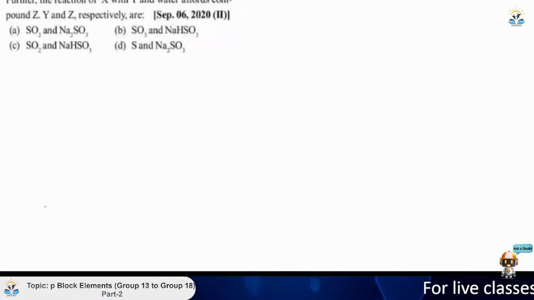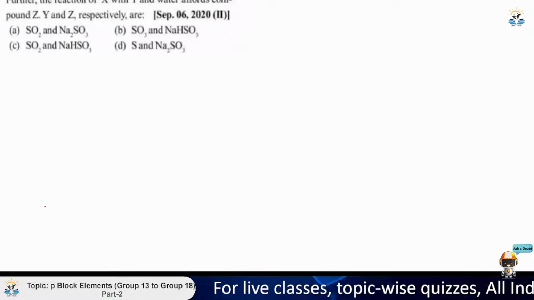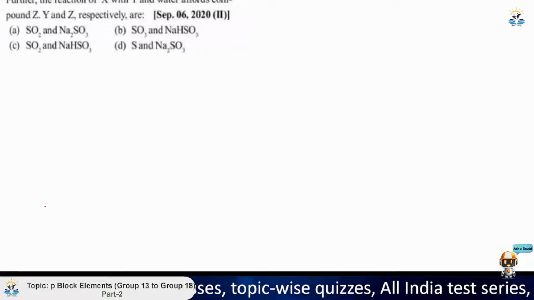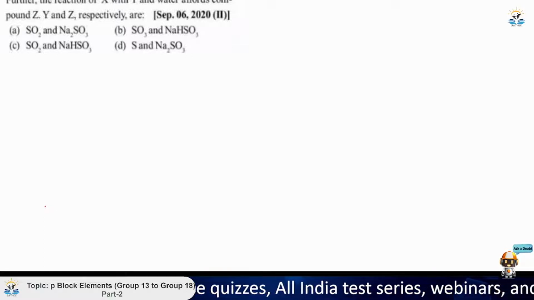So with that, I would like to give you the first question. Reaction of inorganic sulfite X with dilute H2SO4 generates Y. Y gives X again when it reacts with NaOH. Further reaction of X and Y in water affords compound Z. You are asked to find Y and Z.